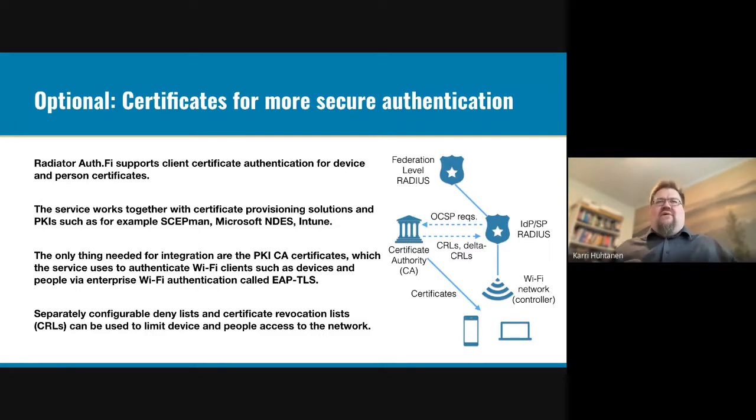The only thing needed for this integration from the Radiator Auth.Fi service side are the PKI CA certificates, which the services have been using to sign those client certificates. So we only need those CA certificates that have been used to sign those client certificates of the devices. We install them into our service, and then we can just authenticate any of these client certificate using devices with EAP-TLS.